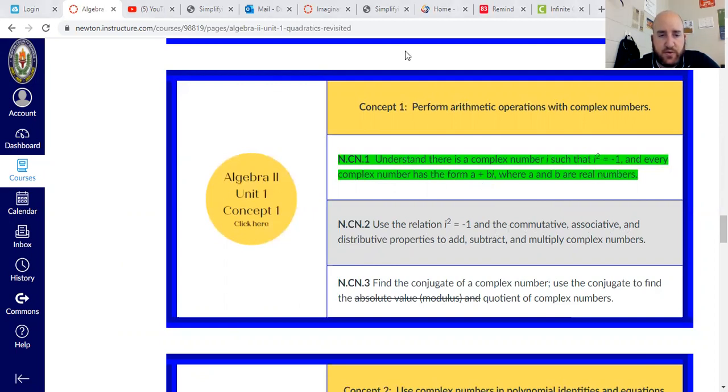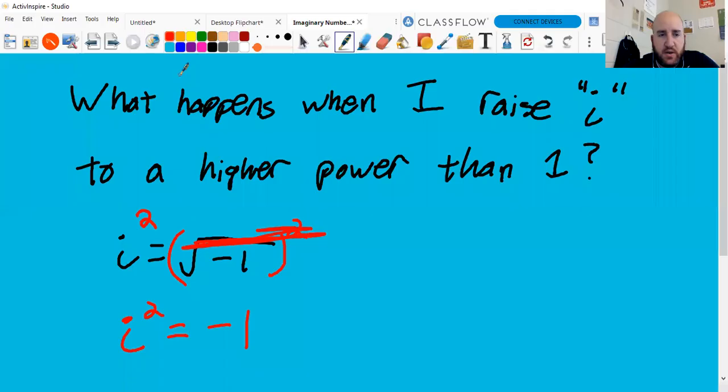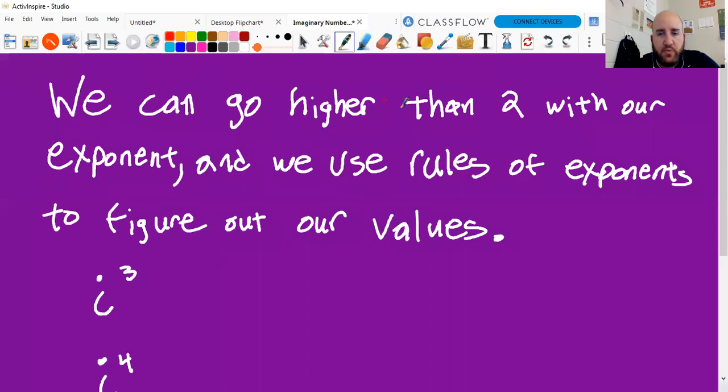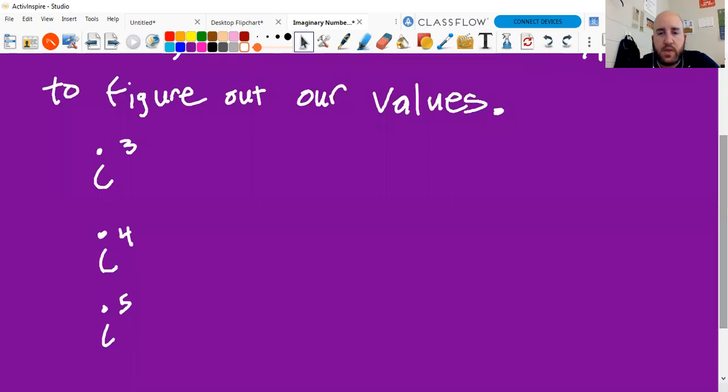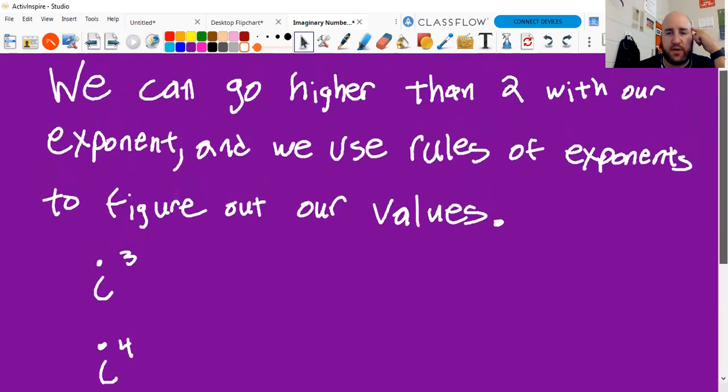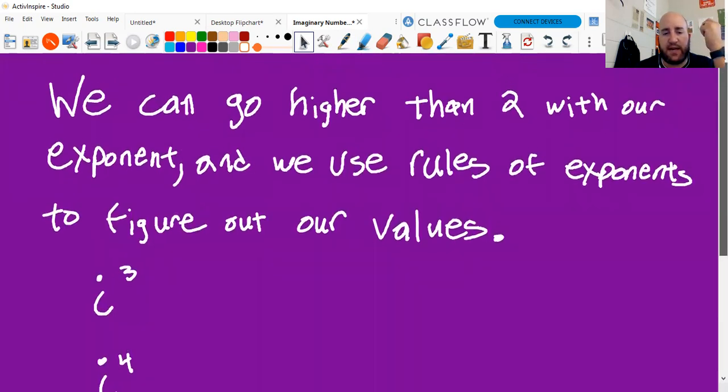But let me go back to the active board. All right. So we can go higher than 2 with our exponent, and we use rules of exponents to figure out our values, particularly the rule of exponents that is called product of powers. You probably do not recall what this is off the top of your head. I'm about to show you. Let me slide back up because I went through kind of quick. You can pause right here to write this down if you want.